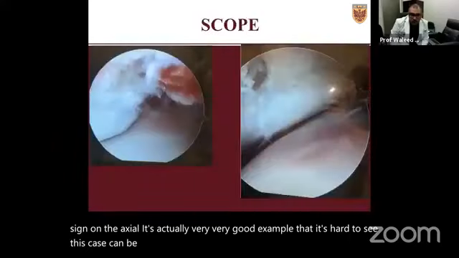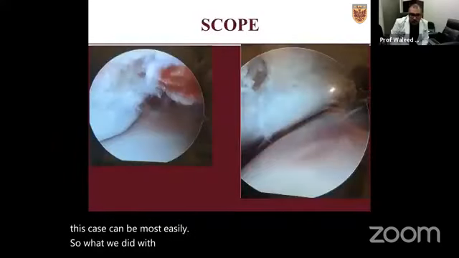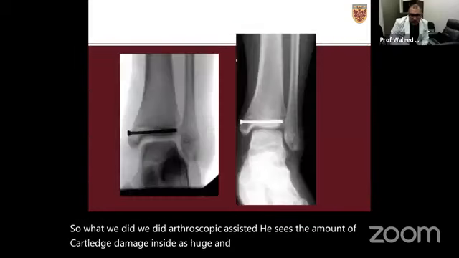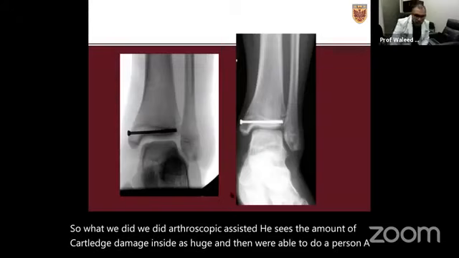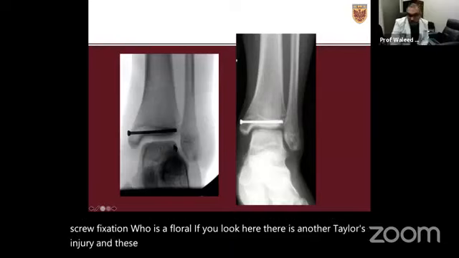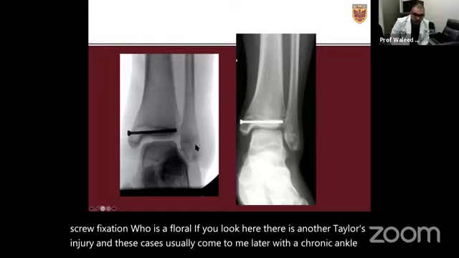So what we did was arthroscopic assisted. You see the amount of cartilage damage inside? That's huge. And then we're able to do a percutaneous screw fixation with fluoro. If you look here, there is another talus injury. And these cases usually come to me later with chronic ankle pain. This is one of the things you don't want to miss.